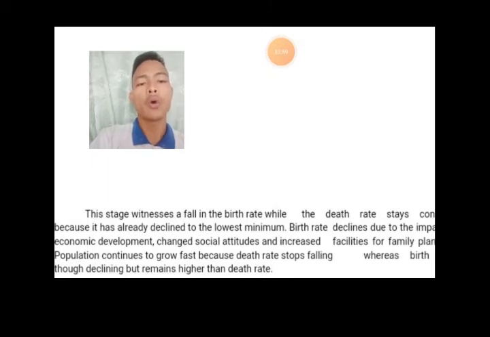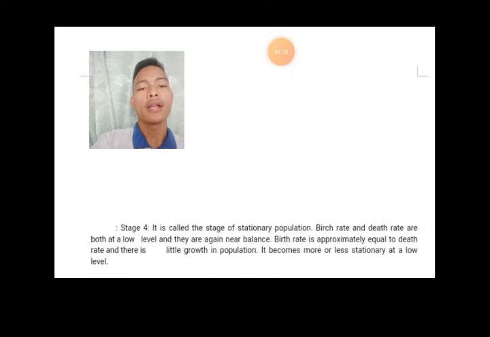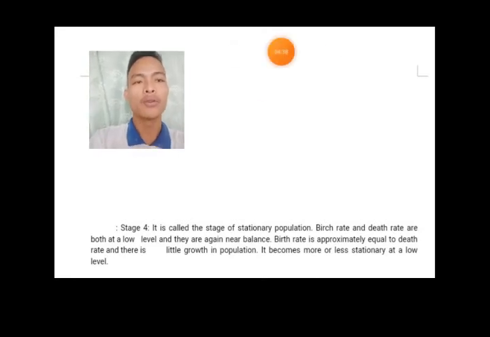Population continues to grow fast because death rates stop falling, whereas birth rate, though declining, remains higher than death rate. Stage 4. It is called the stage of stationary population. Birth rate and death rate are both at a low level and they are again near balance. So the birth rate is approximately equal to the death rate and there is little growth in population. It becomes more or less stationary at a low level. So that's all. Thank you.